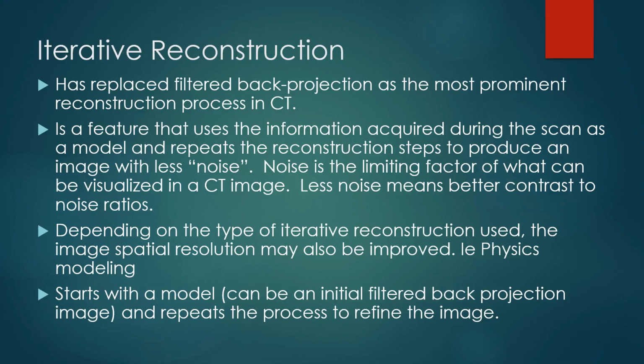Iterative reconstruction has replaced filtered back projection as the most prominent reconstruction process in CT. It is a feature that uses the information acquired during the scan as a model and repeats the reconstruction steps to produce an image with less noise. Less noise means better contrast to noise ratios and better CT images. Depending on the type of iterative reconstruction used, the image spatial resolution may also be improved. Iterative reconstruction starts with the model, which can be an initial filtered back projection image, and repeats the process to refine the image.